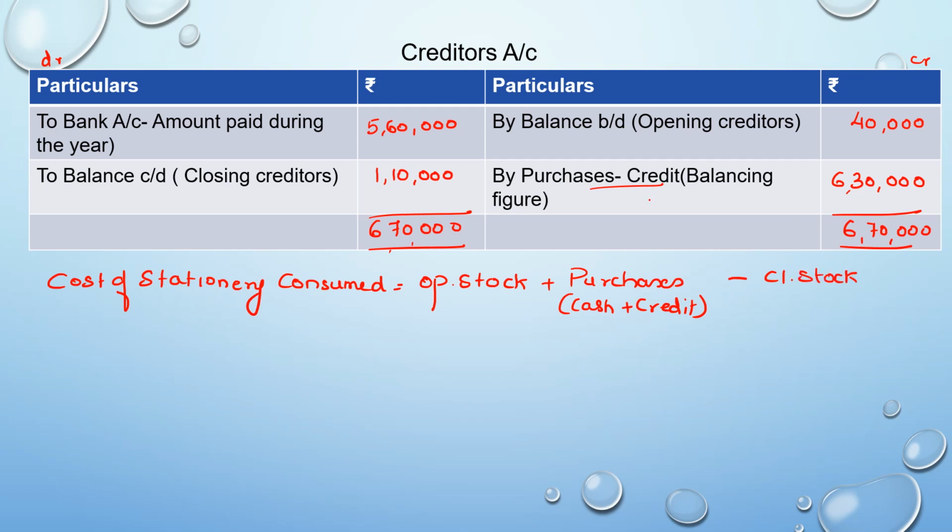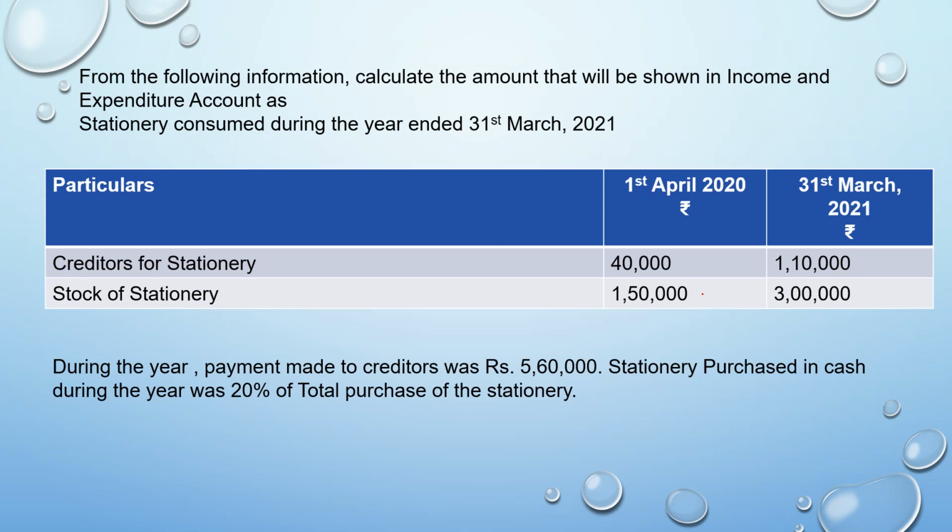Now we have got the credit purchase here. For the opening and closing stock, we have the value here. Opening stock of stationery was 1,50,000 and the closing value of stationery was 3 lakh. However, an important point to be noted here is that there's a sentence here: stationery purchased in cash during the year was 20% of the total purchases. We do not have the total purchase and we don't have the cash purchase directly given. They have just given us the details enough to compute the credit purchase. Now we'll have to ascertain the total purchase, and 20% of that total purchase would be the cash purchase.